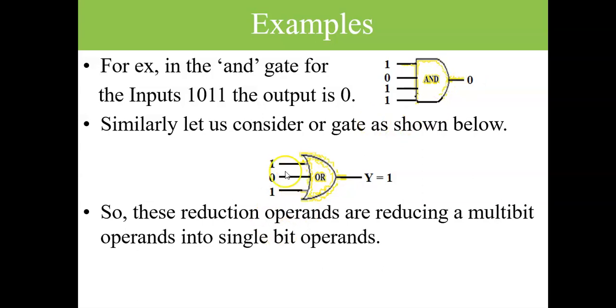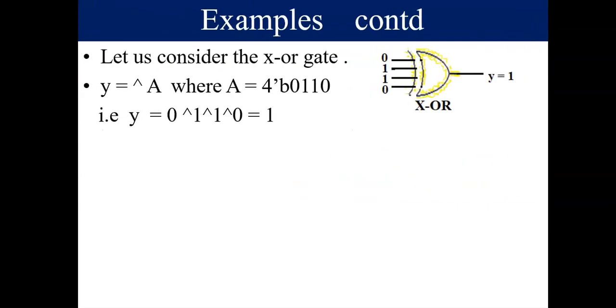Similarly, OR gate here. I have chosen OR operation 1, 0, 1. Even if one of the inputs is 1, the output is 1. You know the OR gate. So here also 3 inputs are reduced to 1 output. 4 inputs are reduced to 1 output. This is an example. Let us have another example.